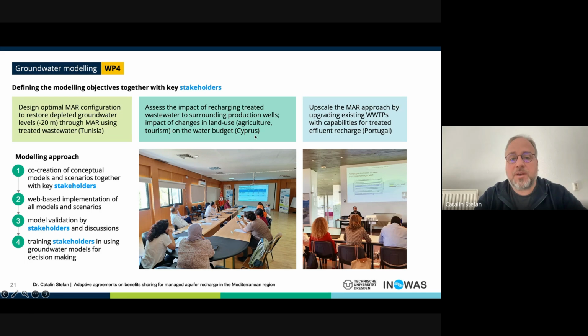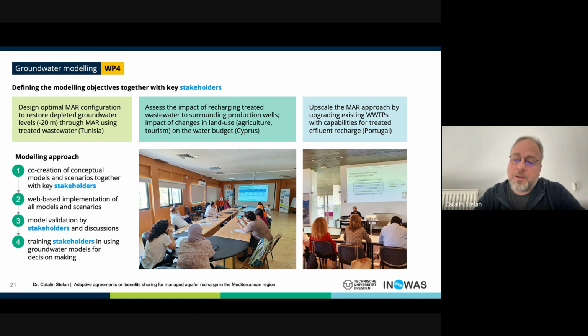In Cyprus, we looked at recharging treated wastewater and looking at the impact on the surrounding production wells. So we have drinking water wells and irrigation wells. So what is the benefit of MAR in terms of water quantity and quality to those wells?